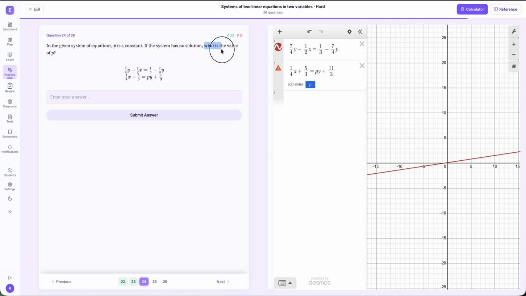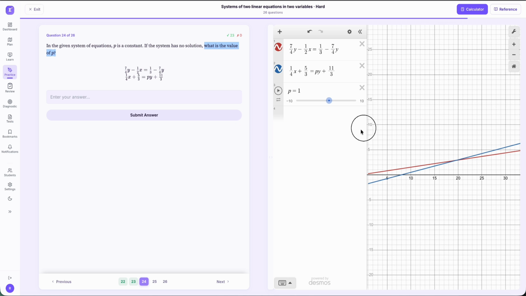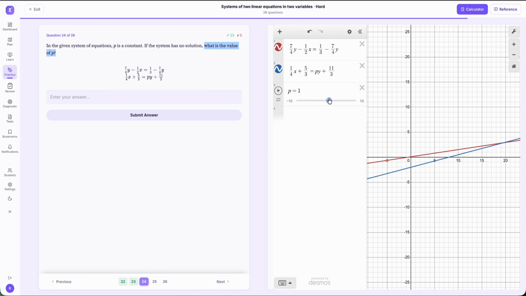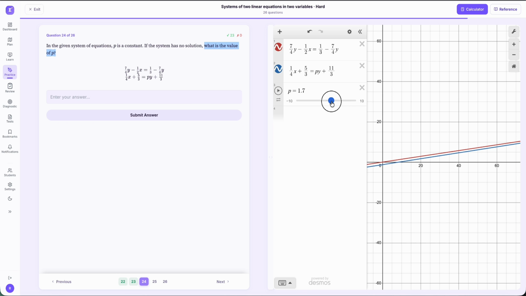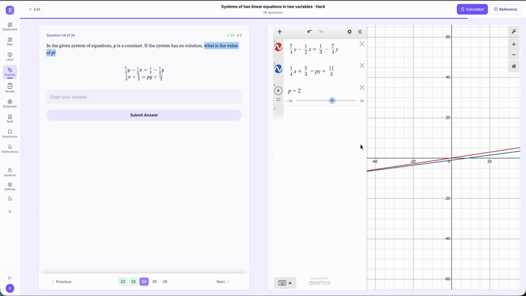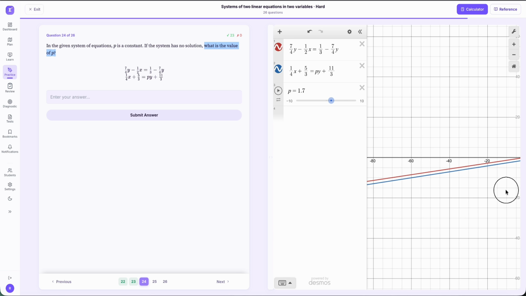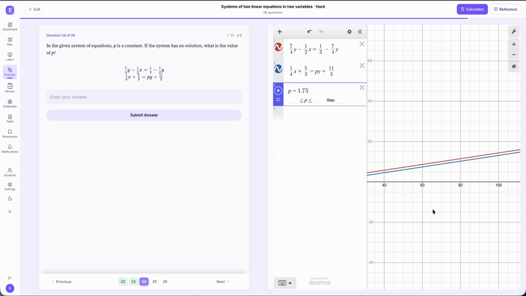So one way you can solve this is just use the slider tool. I click the slider, it makes the value of p be 1, and then I can move the slider and see what's gonna make them parallel, right? That's looking more parallel, maybe 1.5. It's not usually a decimal, so no, still not parallel. Let's try 2. 2 also doesn't look parallel, so it's actually something in between. Maybe 1.7, no, 1.75 then.